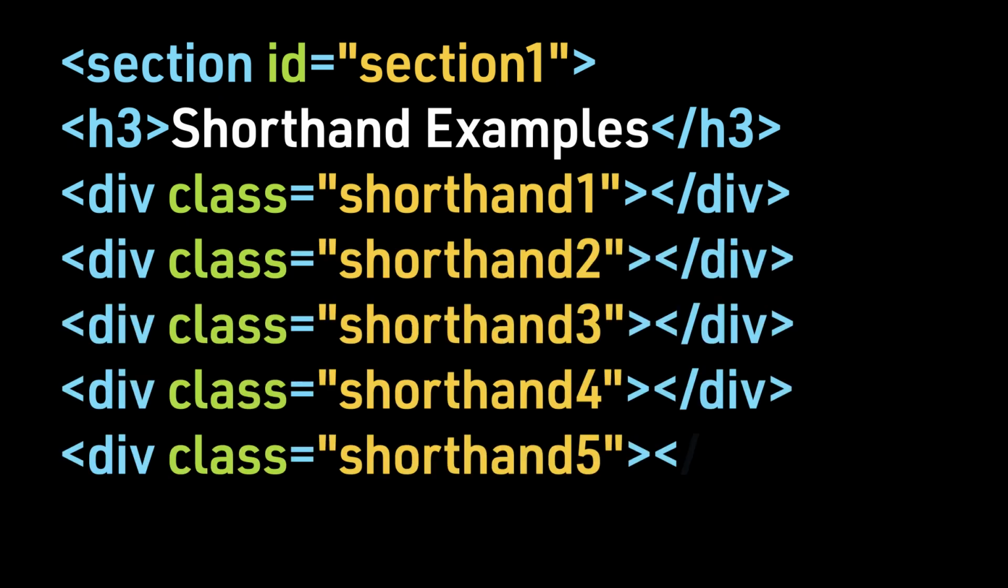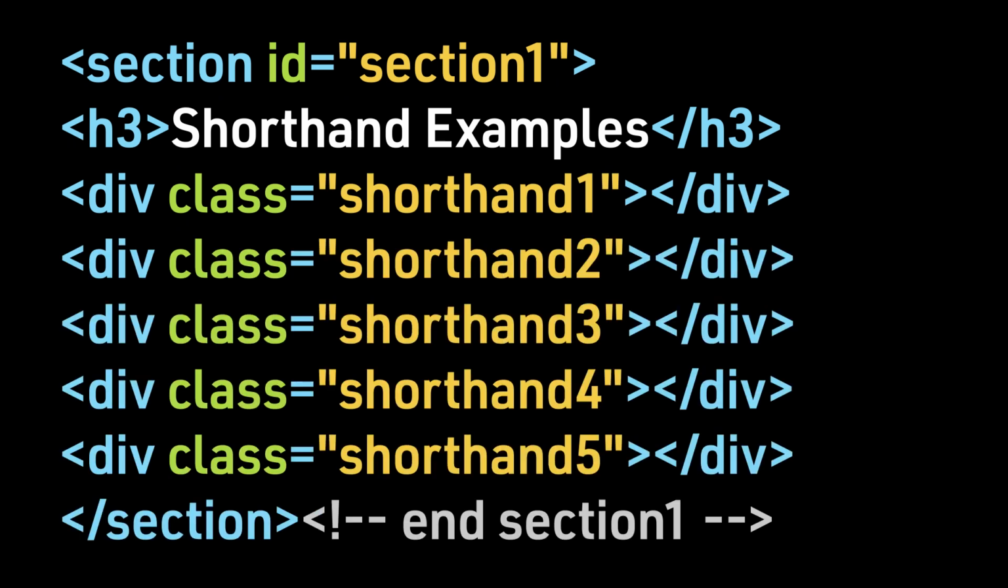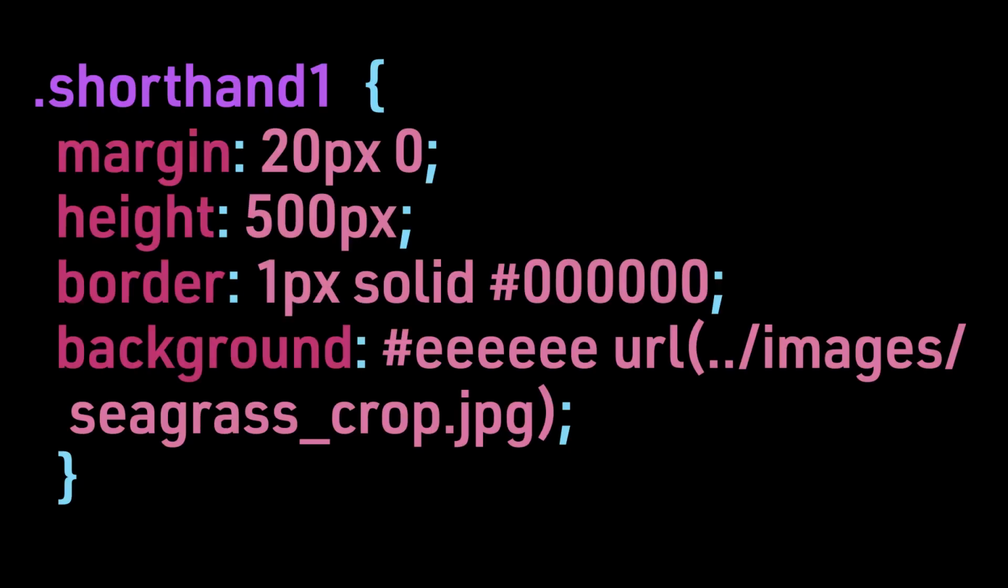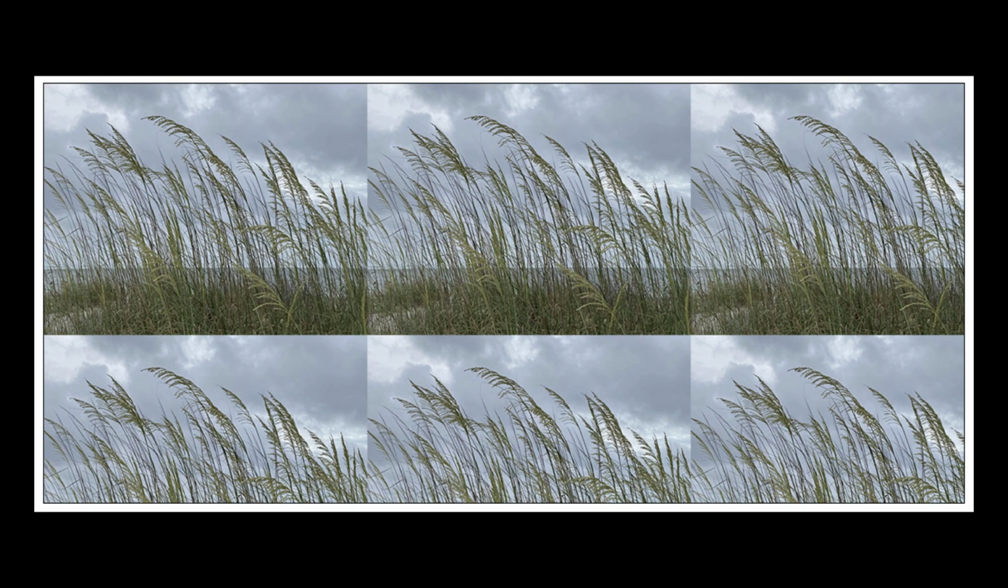Here is the HTML for our examples. We are using class attributes so our CSS can be targeted. Here is the CSS for using a background color fallback and background image. We will be keeping the margin, height, and border the same from example to example. This is how it would display.